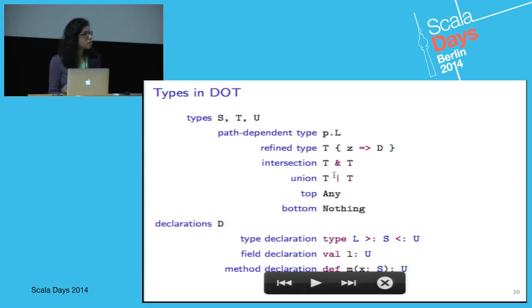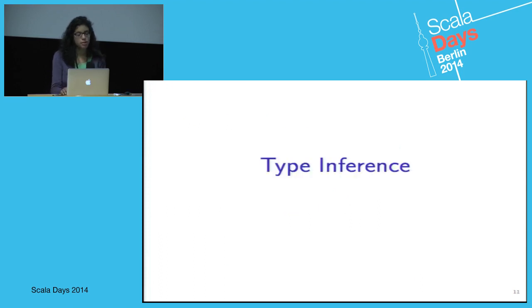And so why is this? Why is it useful to add these two features? So the main motivation was type inference in Scala.